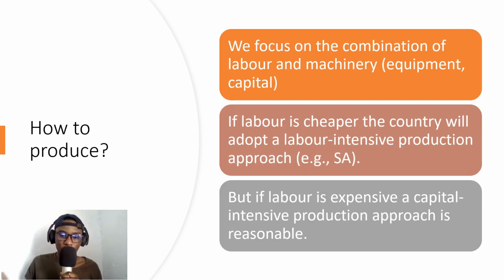So for the input question of how to produce, we basically focus on the combination of labor and machinery, which can be equipment and capital. So if labor is cheaper in a country, then the country will adopt a labor intensive production approach. So a labor intensive production approach is when we use more human beings in the production process, right? But if labor is expensive, then a country will adopt a capital intensive production approach. This is when we use more machinery than human beings in the production process.